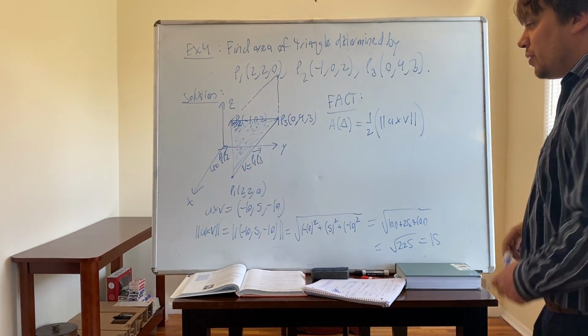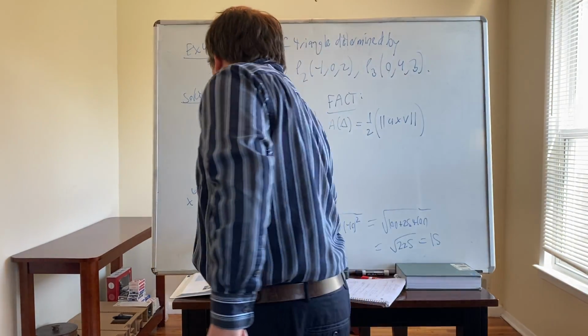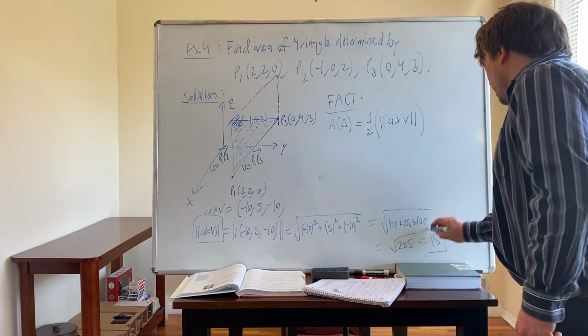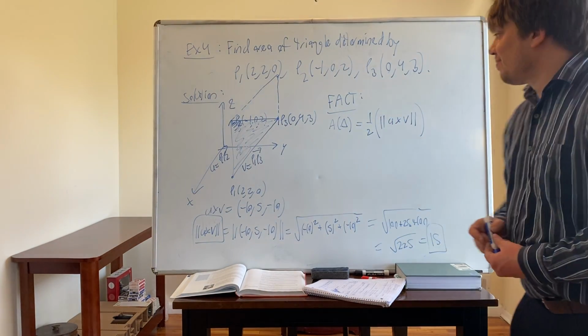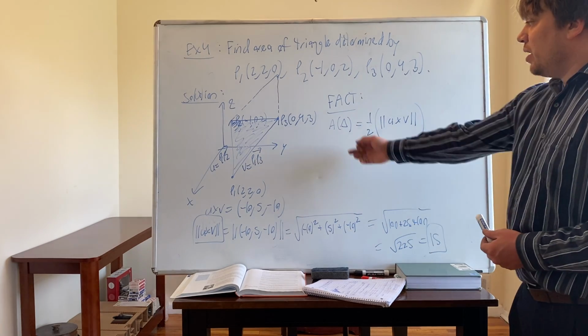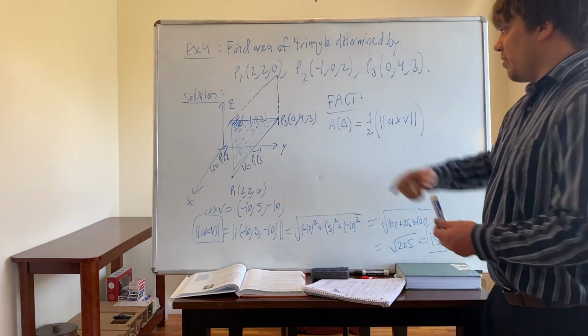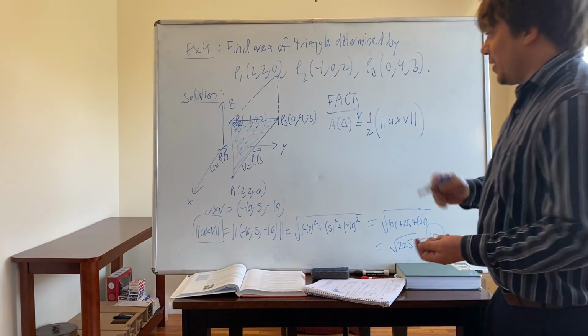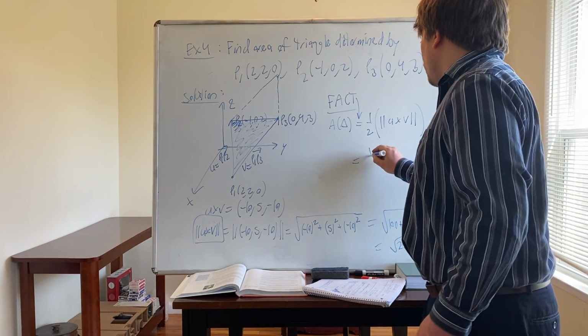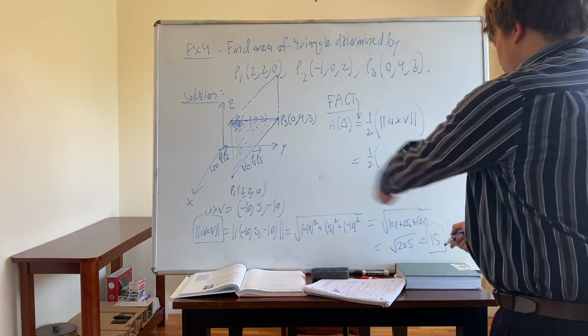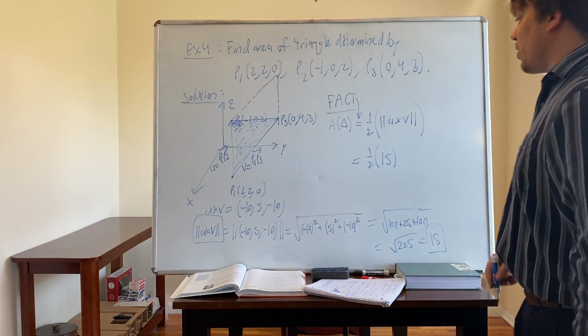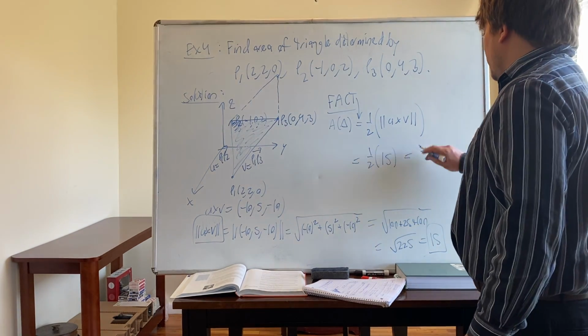Okay, so now the norm of u cross v is equal to 15. I'm just going to plug that in here. The area of the triangle is equal to 1/2 the norm of u cross v. That was the fact there. And that's equal to 1/2 times that norm, which we found was 15. So the area of the triangle is half of 15, that's 15 over 2.